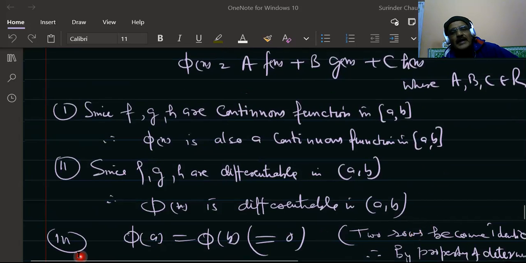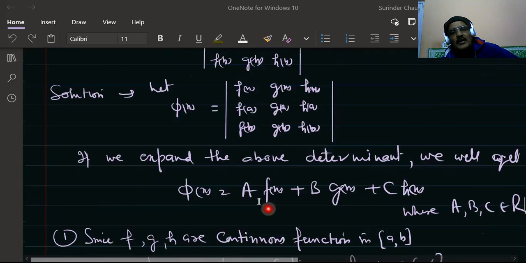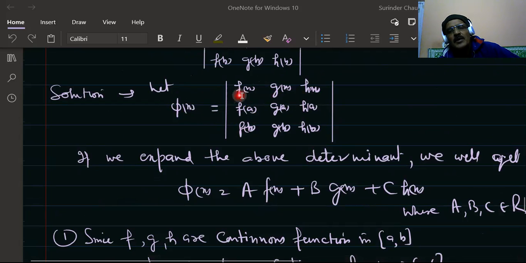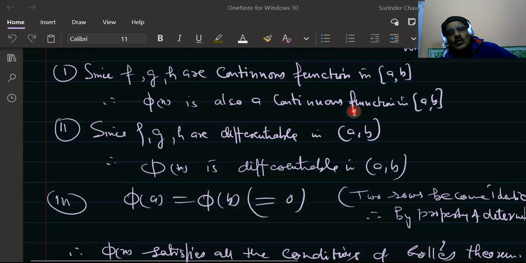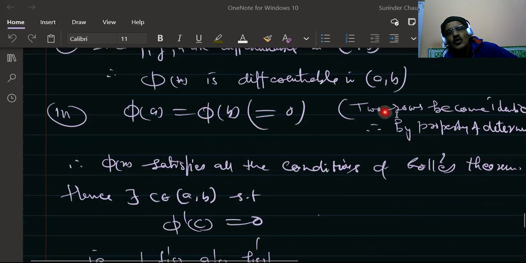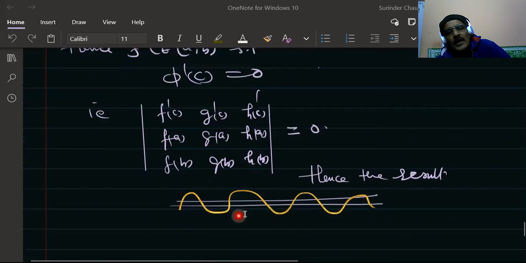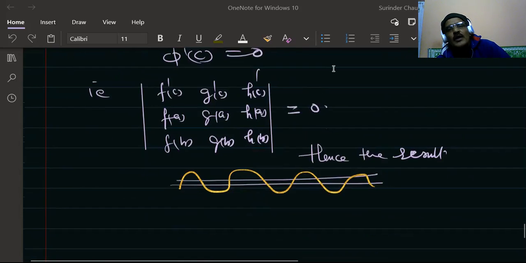Phi(a) is equal to phi(b). If you put x equal to a, the first and second rows become identical, so the determinant is equal to 0. If you put x equal to b, the first and third rows become identical, so the determinant is equal to 0. So phi(a) equals phi(b) equals 0. This implies phi(x) satisfies all the three conditions of the theorem, so there is a point c belonging to (a, b) such that phi'(c) is equal to 0. That's all. Thank you very much.